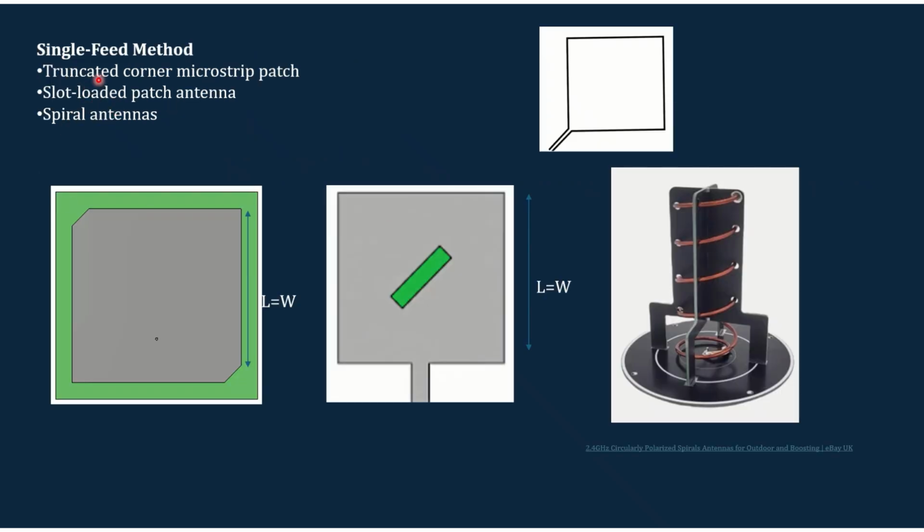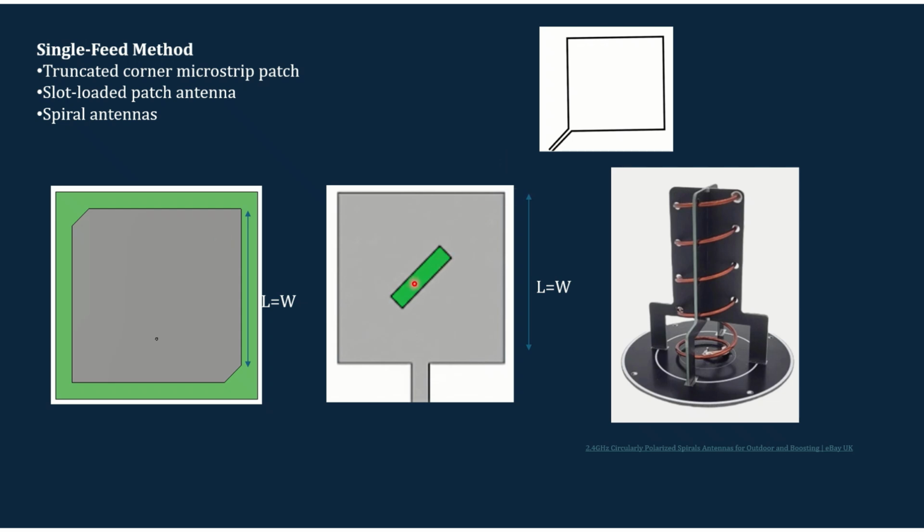The first one is the single feed method. In this case, the modifications are done on the patches. The first is the truncated corner microstrip antenna. In this case, we are going to use a square patch. Having a square patch means both length and width will be the same, and the feed is as in the case of a normal probe-fed rectangular patch antenna, and we are providing truncation at the corners. Based on the position of the truncation, it can provide a right-hand circularly polarized wave, and if the truncation is on the opposite side, it can provide the other circular polarization.